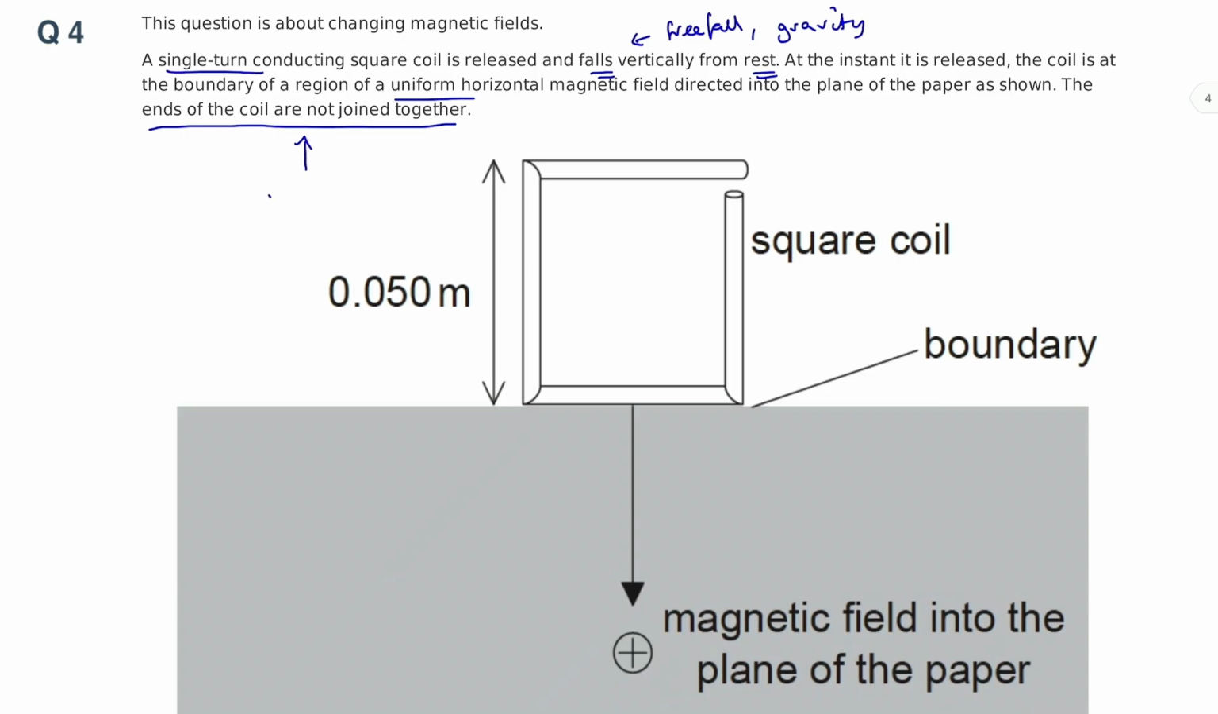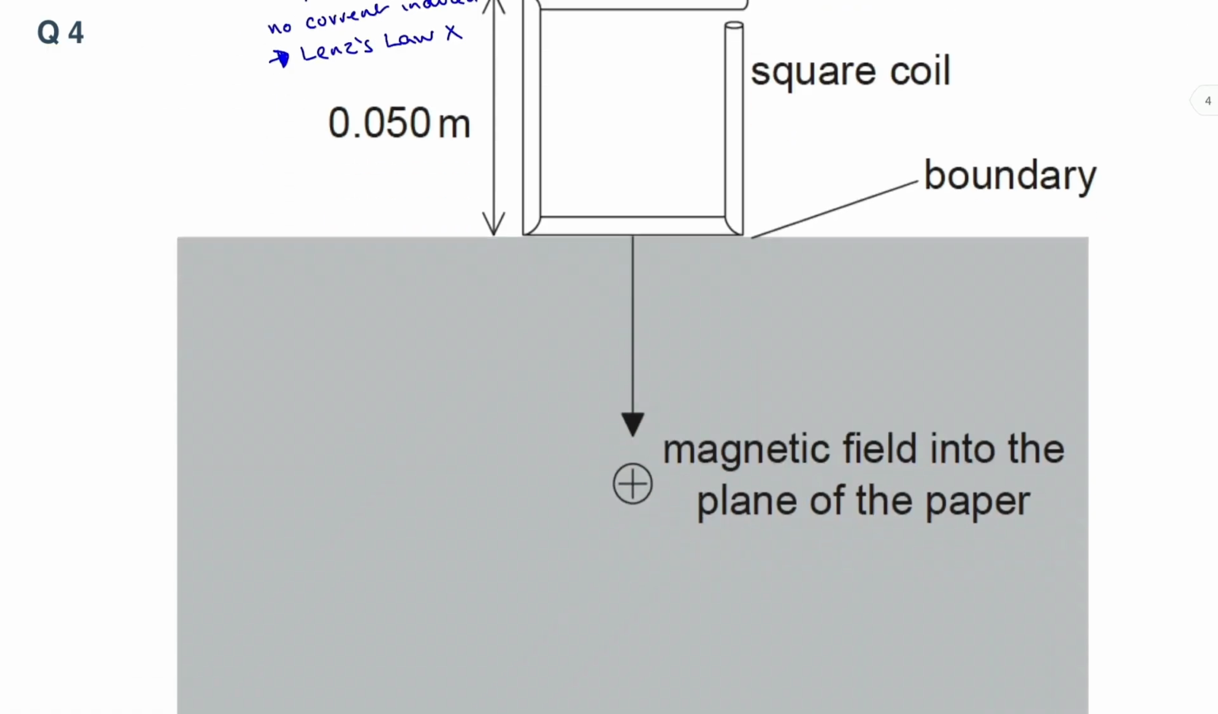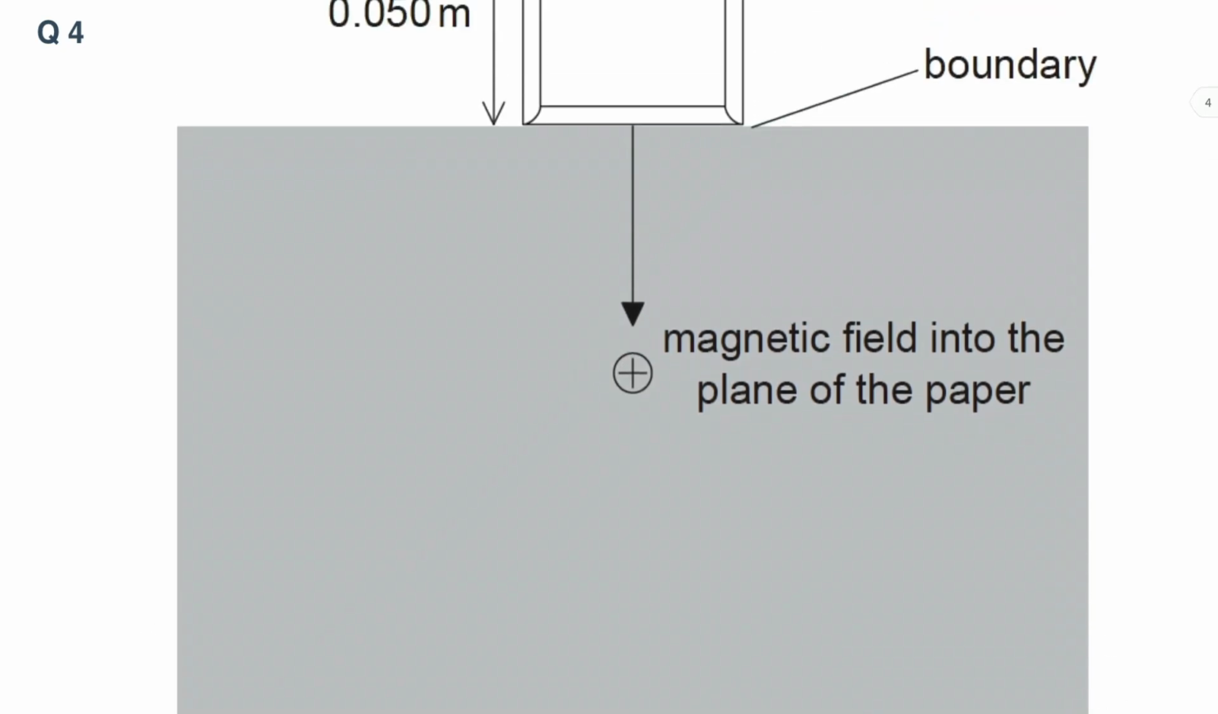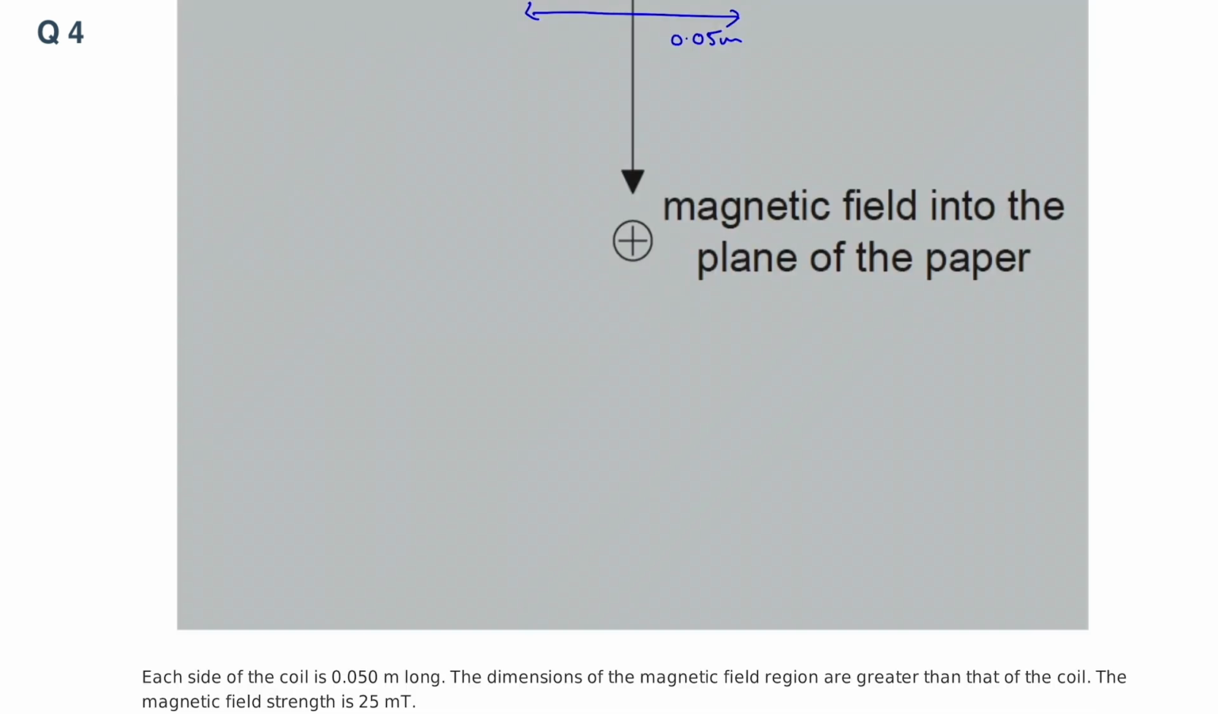If they're not joined together, that means that no current will be induced as it falls, which means that Lenz's law, we don't have to worry about it just now because no current will be induced. So that's freeing us up from worrying about Lenz's law. Each side of the coil is 0.05 meters long. The dimensions of the magnetic field region are greater than that of the coil. The magnetic field strength is 25 millitesla.